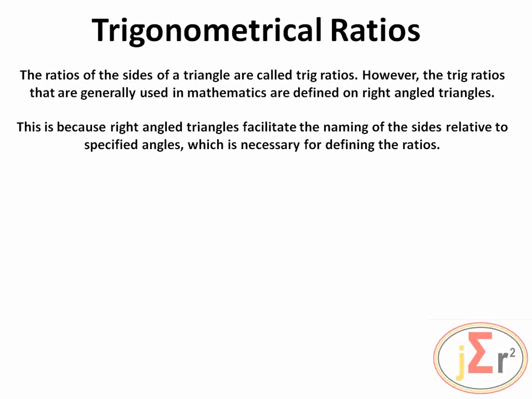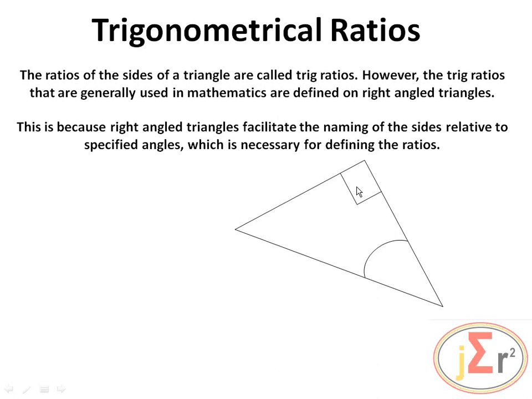This is because right-angled triangles facilitate the naming of the sides relative to specified angles, which is necessary for defining the trig ratios. There we have a right-angled triangle. How do we know that? Here we have perpendicular lines. These perpendicular lines are generally used to indicate a right angle in a triangle. Any other angle is usually marked with a curved line.